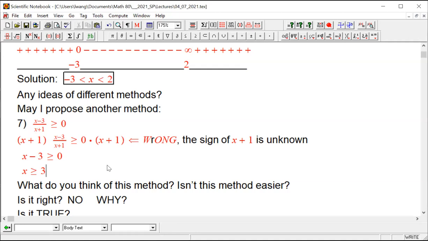Okay, so we're not going to talk about that method for now because nobody said anything. In the future, when you're ready, I will talk about that method. So please don't use this method.